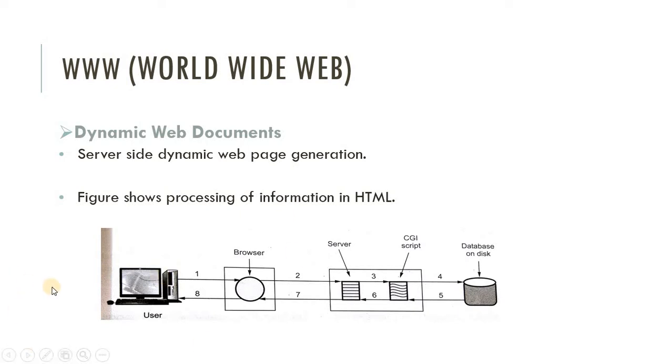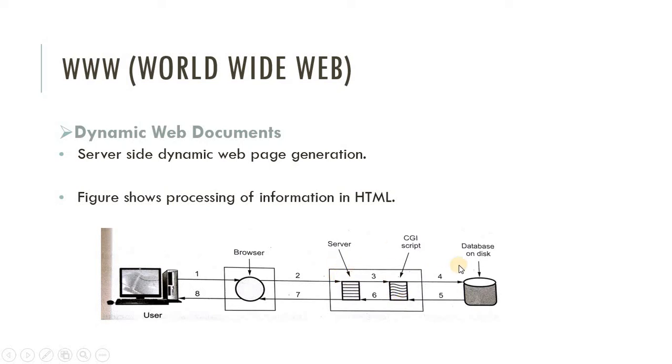So a client or the user first requests through the browser, then the browser requests the server. Now the server is connected with the database through the CGI script. CGI script is a program that runs on the web server, and CGI defines the standard ways in which information may be passed to and from the browser and the server. So it provides them standard ways.